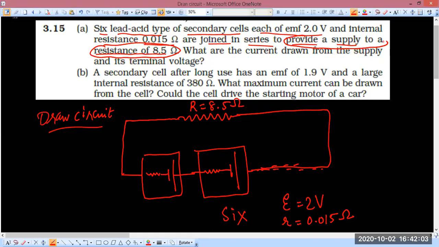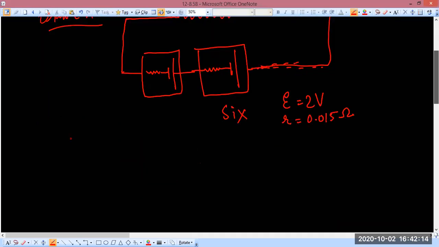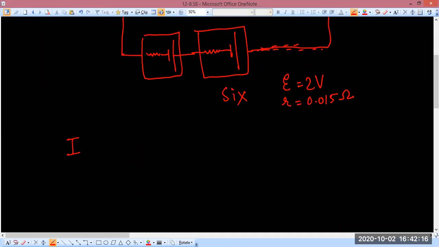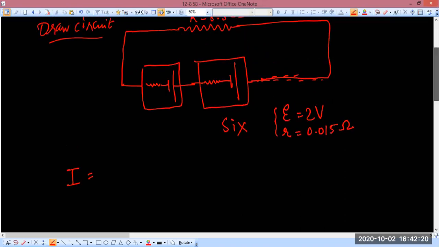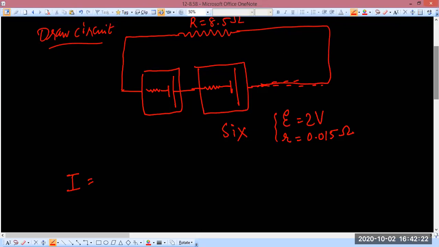Okay, now we have to find what's the current drawn from supply and what is terminal voltage. Current drawn, what is the formula of current when there is a battery with EMF and internal resistance? I'm waiting for you. What's the formula? Yes, Krupa, correct.